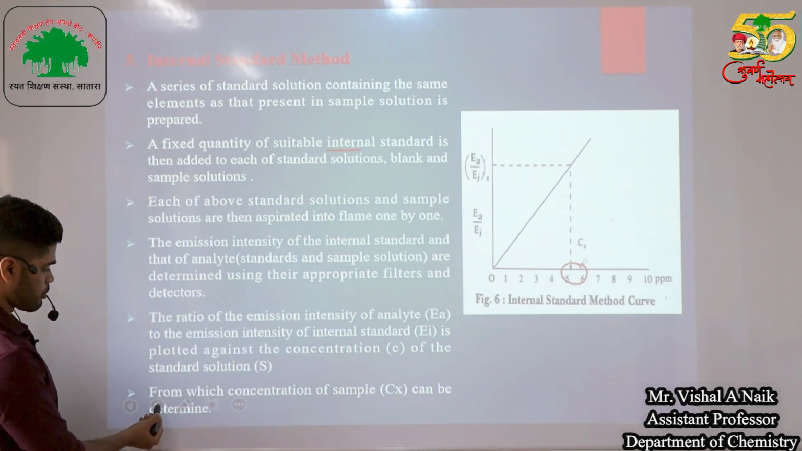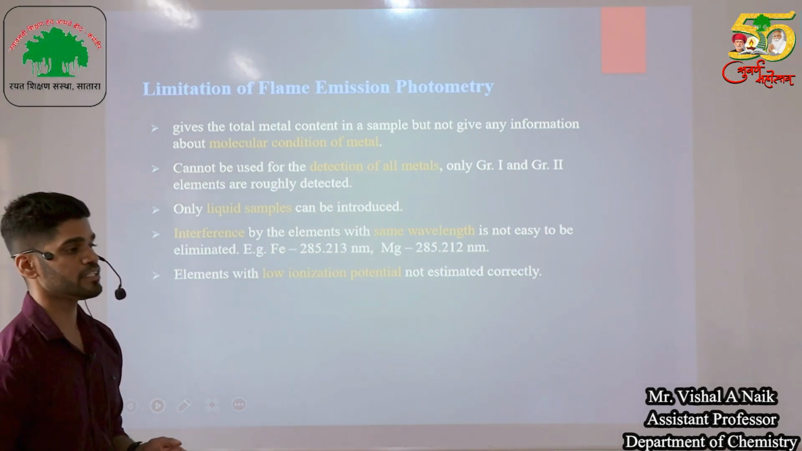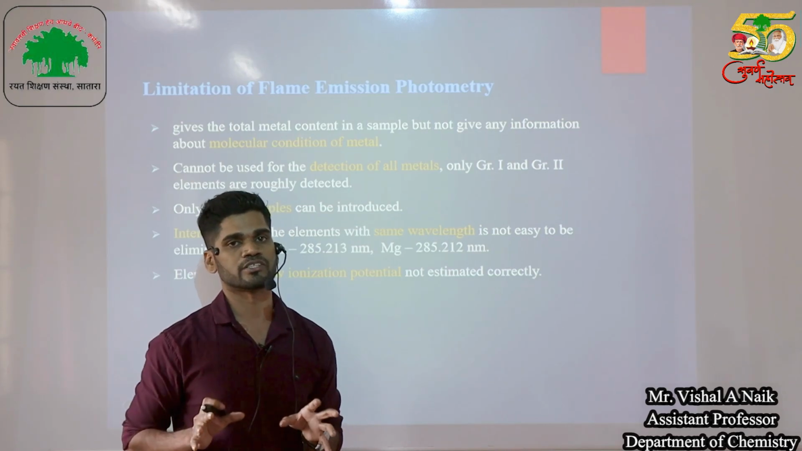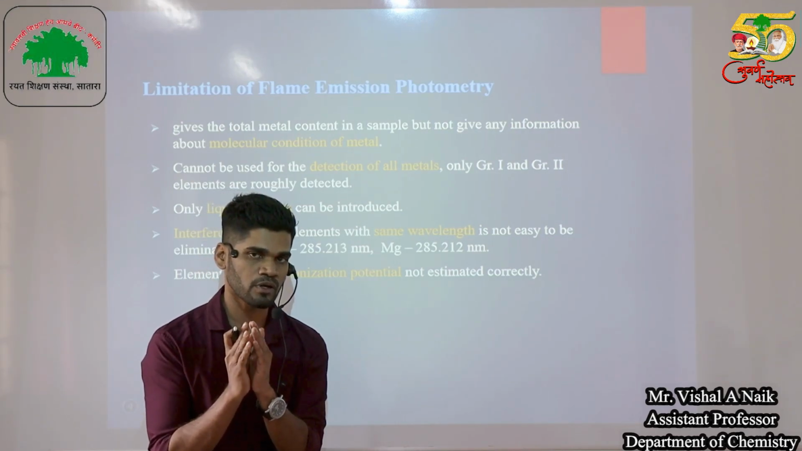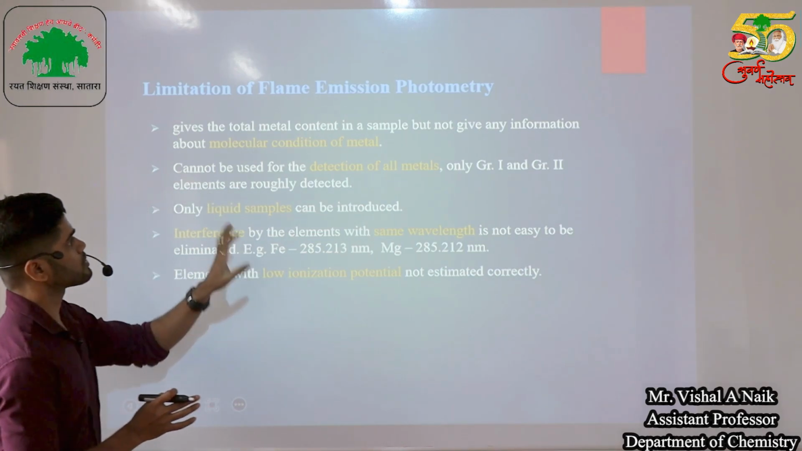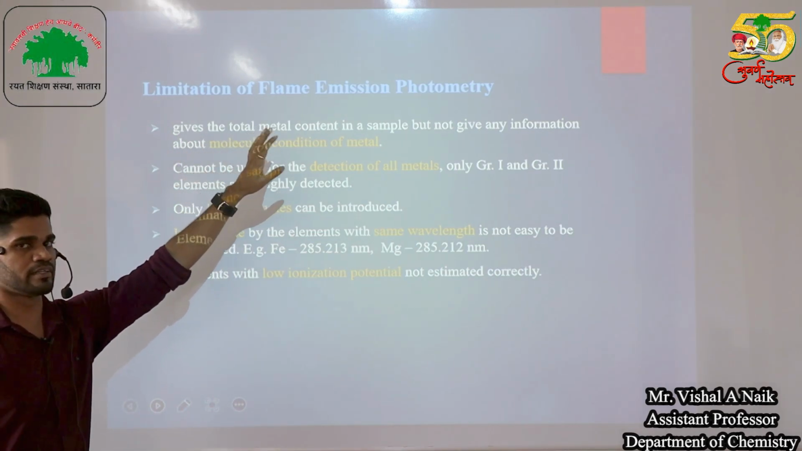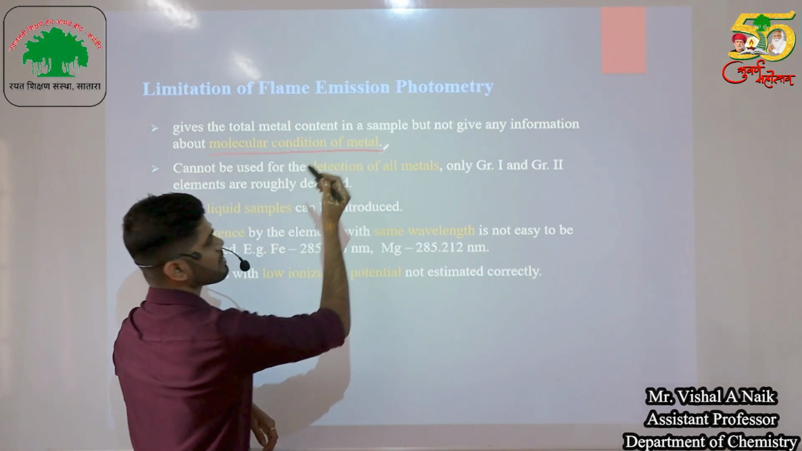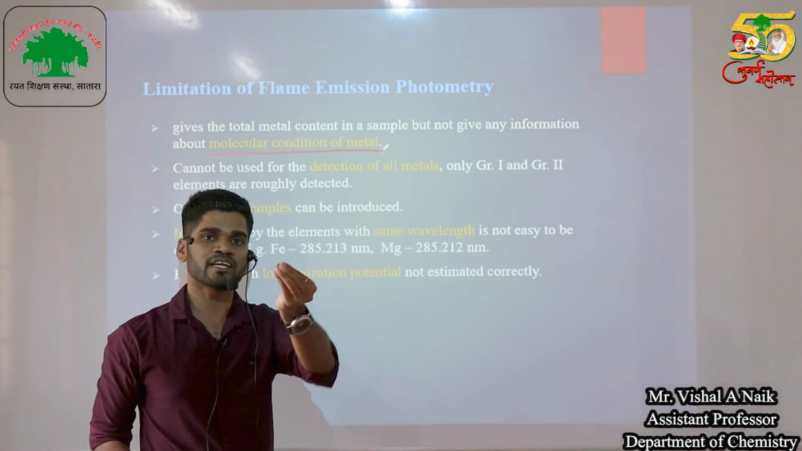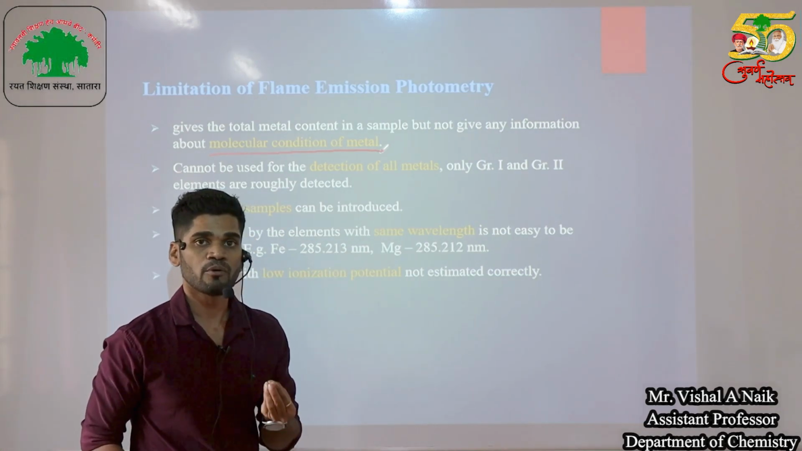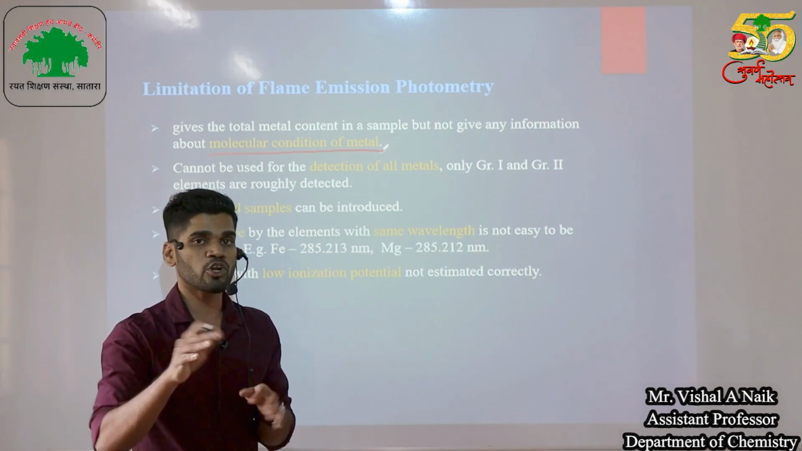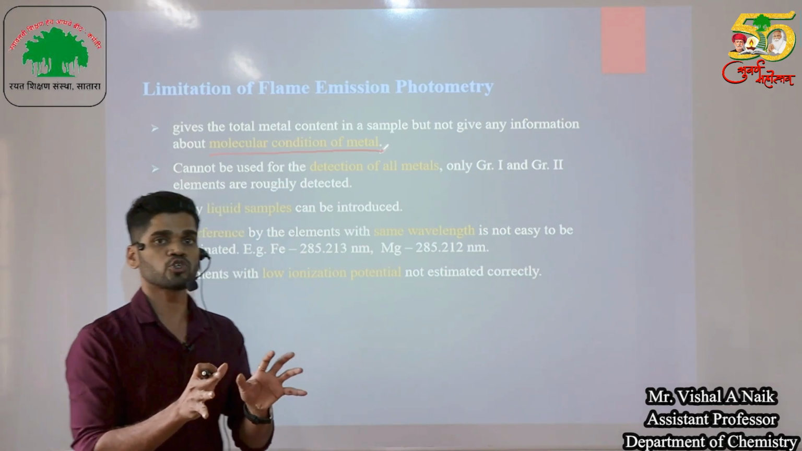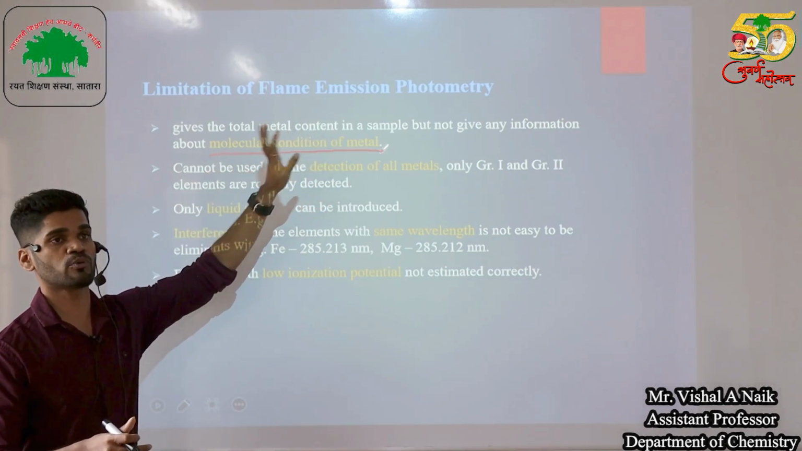And the last point of today's video is the limitations of the flame emission spectrometer. Any instrument has its own limitations, and flame emission has quite a few. The first limitation is that it gives the total metal content in the sample but does not give any information about the molecular condition of the metal. It actually tells which metal ion is present in our sample solution, but not the condition of that metal, whether it is oxide, sulfide, chloride, or any other. It does not give any information regarding the molecular condition of the metal.